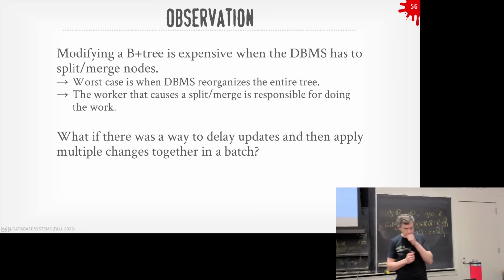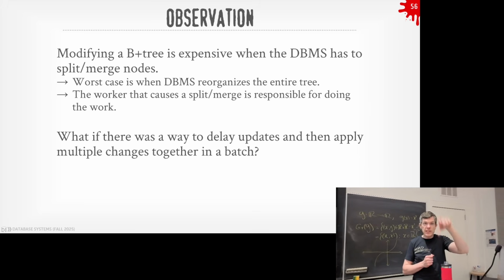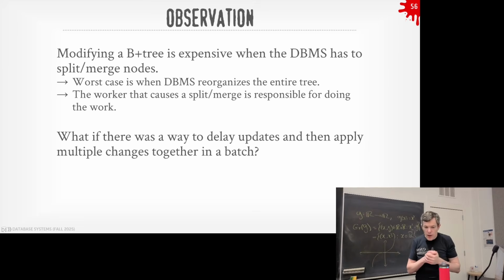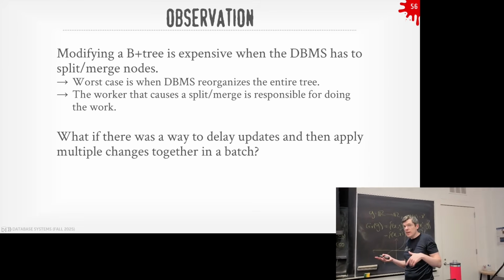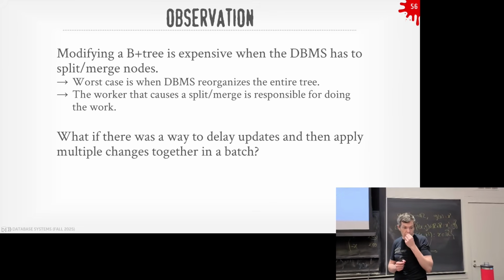So it should be clear that modifying the B+ tree when we have to do splits and merges is expensive. If it's inserts, we just keep inserting to one side, and if our node has space for it, that's fast, that's fine. Same with deletes, right? But the worst case scenario is that we do a delete or an insert, and we have to reorganize the entire tree to make sure that it's balanced, right?